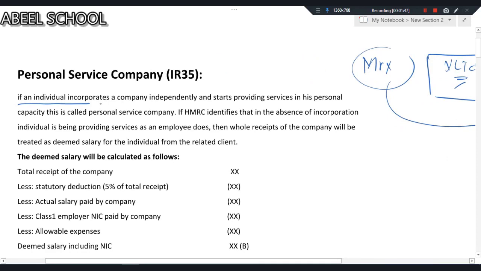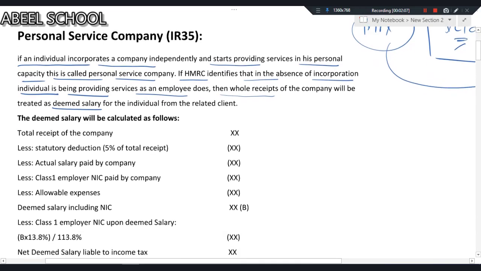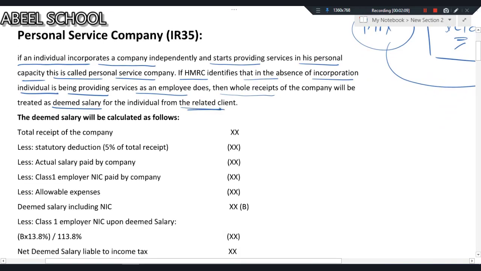If an individual incorporates a company independently and starts providing services in his personal capacity, this is called a personal service company. If HMRC identifies that in the absence of incorporation, the individual is being provided services as an employee does, then the whole receipt of the company will be treated as deemed salary for the individual from the related client.